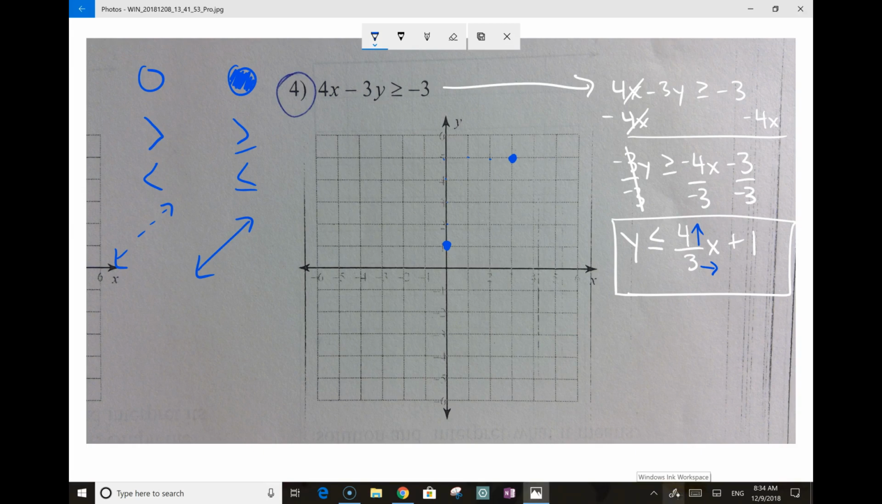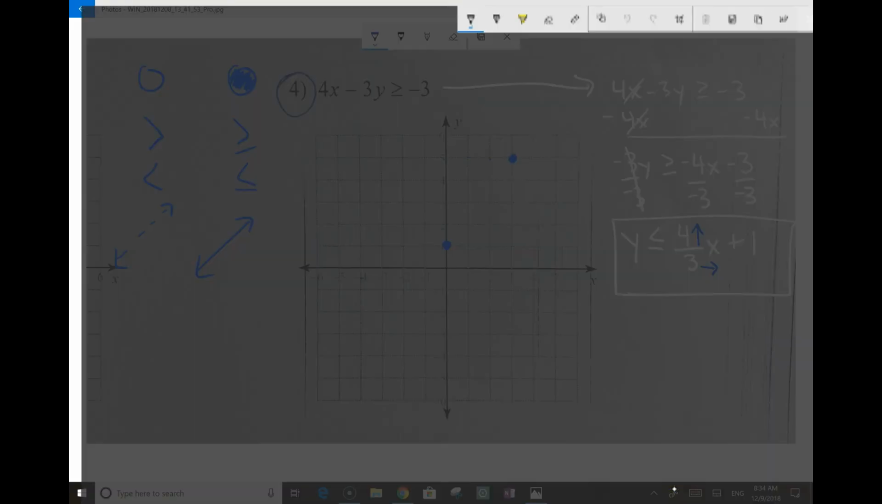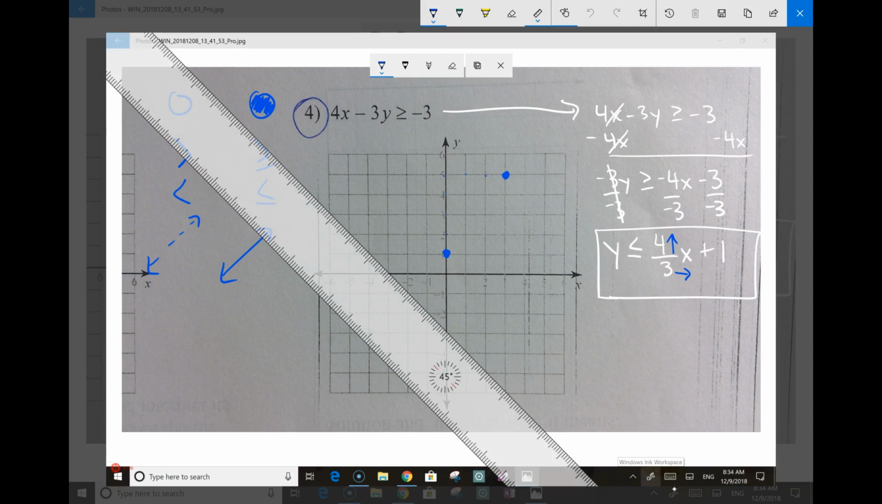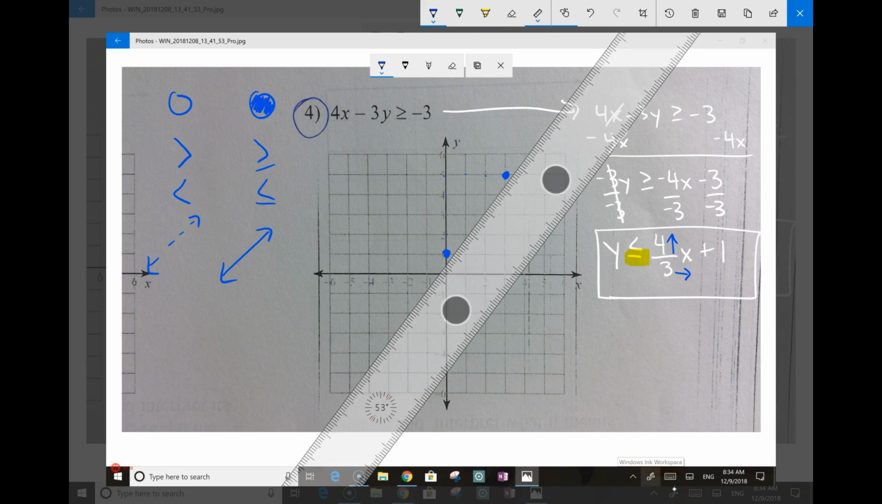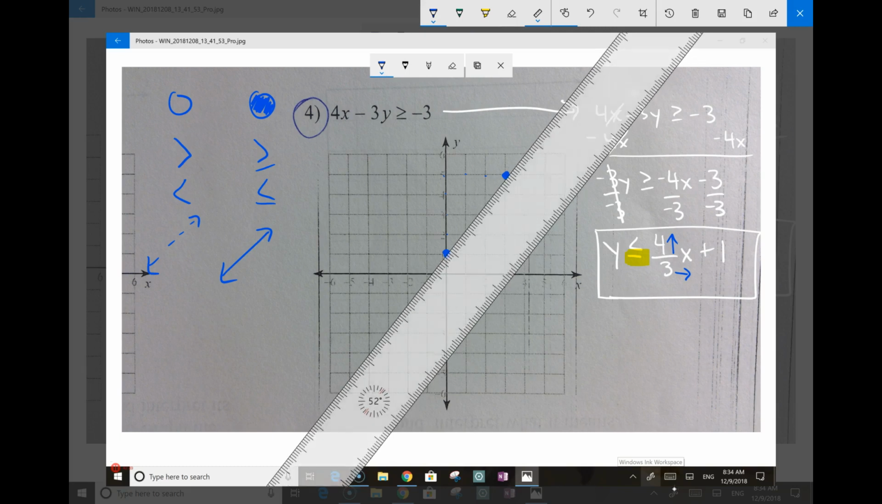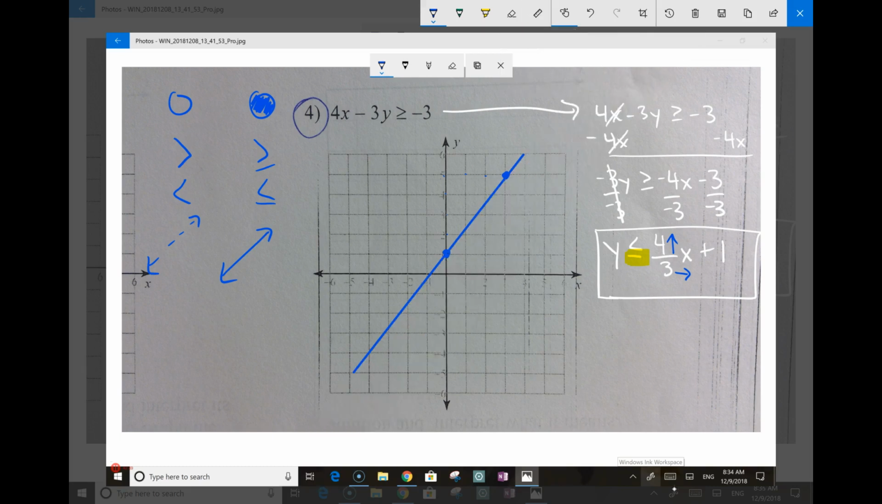As soon as my computer is willing to activate my, there you go. All right, we're in business. So my line is going to be solid because I have this equality component right over there in my inequality. And so graphing my line as carefully as I can, it's going to go like this. Get rid of the ruler. Arrows at both ends, always.